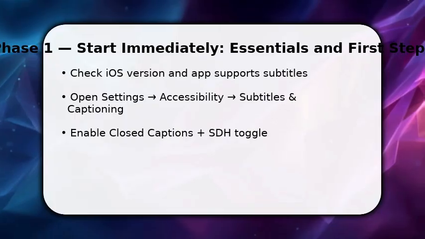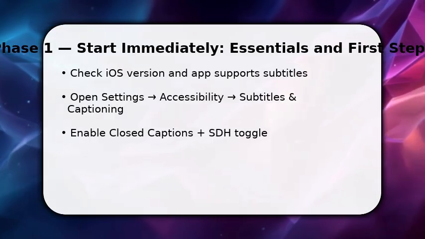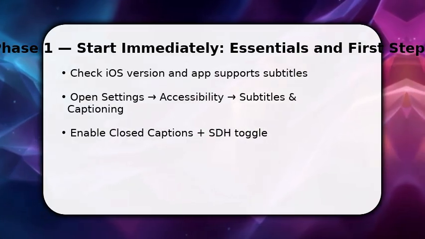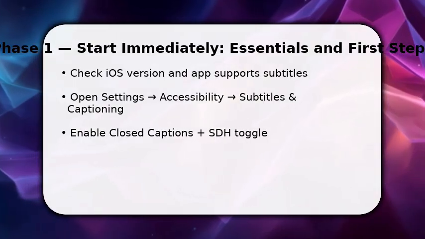Enjoy the video. You start by confirming your iPhone is up to date and the app supports subtitles. This avoids wasted steps. Next, open Settings, tap Accessibility, then Subtitles and Captioning. This is where system-wide options live.